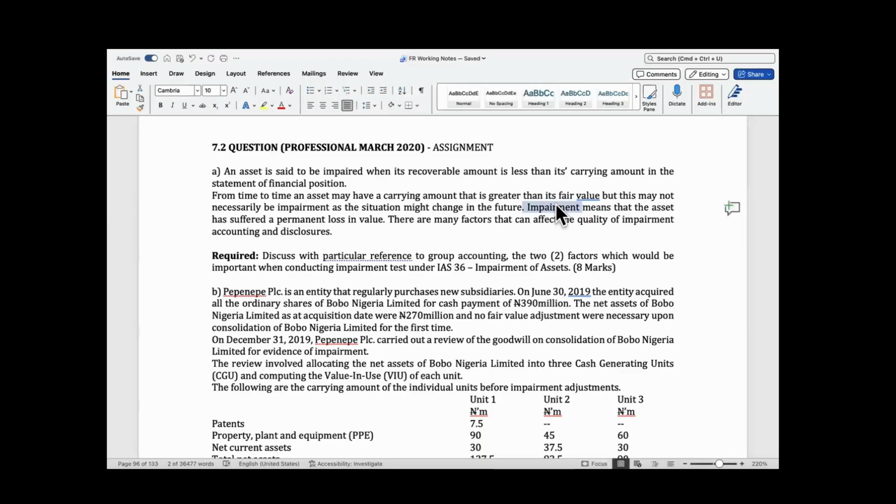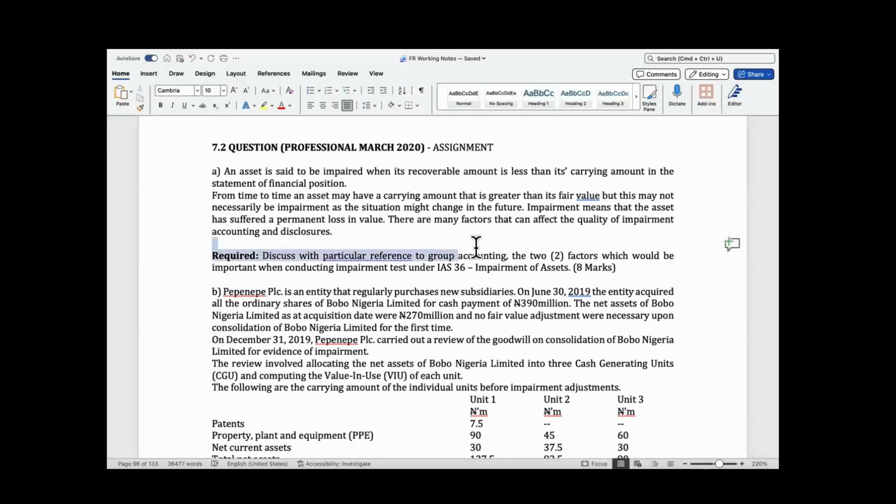And there are many factors that can affect the quality of impairment accounting and disclosures required. Discuss with particular reference to group accounts the two factors which would be important when conducting impairment tests under IAS 36. We're given that for 8 marks. And I need not tell you that the two factors are basically carrying amount and recoverable amount. Those are the two factors. All you just need to do is just to discuss this with reference to group accounting.